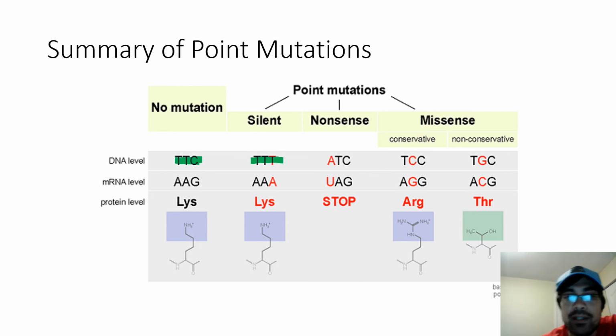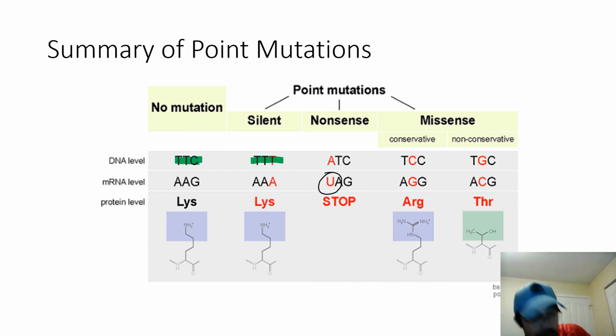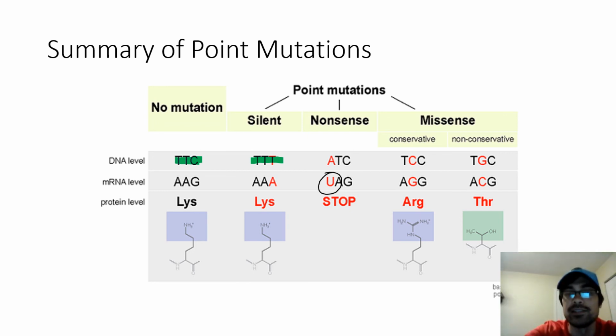In the example of a nonsense mutation, we change one of the bases into a U, and therefore we now have a stop codon. That means it's going to stop translation much earlier than it should, and we don't get any amino acid whatsoever. It's just done. Again, that's not going to be useful for us anymore.